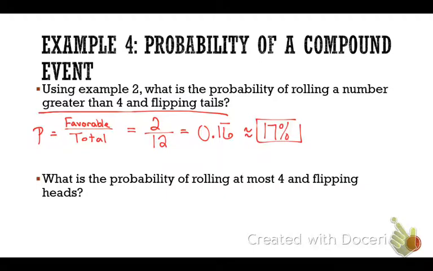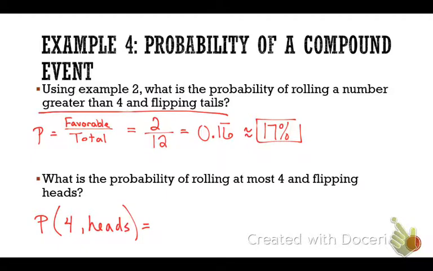Now let's look at the next one. What's the probability of rolling at most 4? That's something I haven't seen in a while. And flipping heads. Okay, so it's got to be both. It's at most 4, so the number is at most 4, so figure out how many numbers match that criteria, and then also heads. Probability of 4 and then heads.